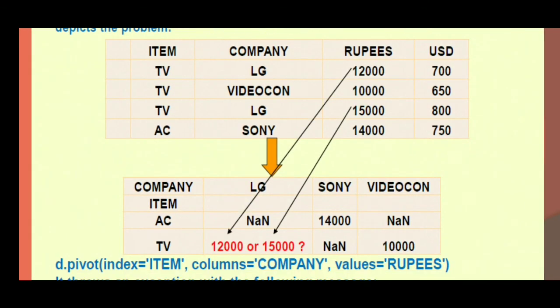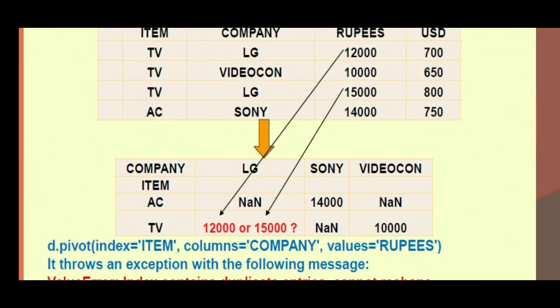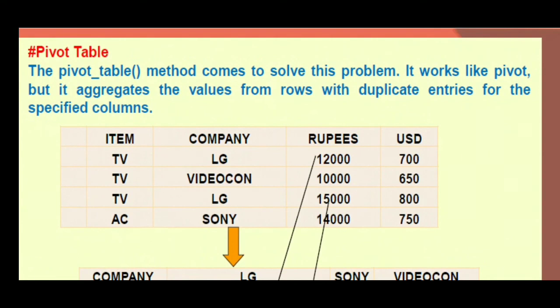When you pivot it, it shows companies LG, Sony, Videocon. For AC, it shows NaN for LG, and for Sony it shows a value. For Videocon it will not show a value. But in case of TV, there are two different values for rupees: 12,000 or 15,000. So the error is that the index contains duplicate entries and cannot reshape, meaning the item names are common but values are different. In such a case, what to do? Let us see below. So there is pivot table.